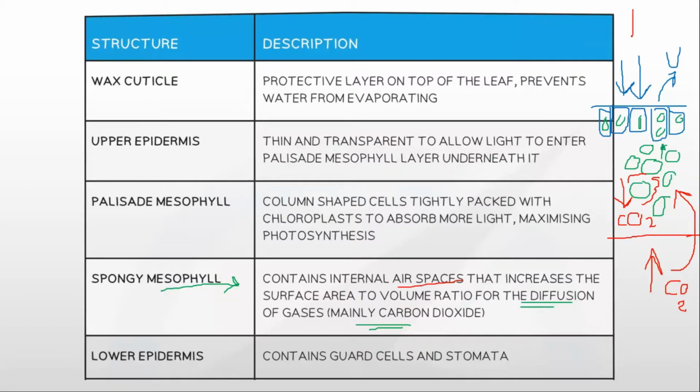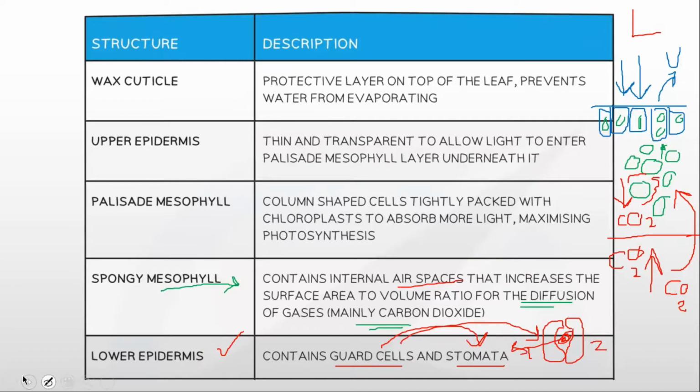So if you see, light is being absorbed over here, the CO2 is being absorbed over here. Both light and CO2 are needed for photosynthesis. Then we have the lower epidermis containing guard cells and stomata. We have openings which are known as stomata. These guard cells are bean shaped, and they are responsible for the opening and closing of stomata. These are the guard cells, one and two, and this is called stomata.